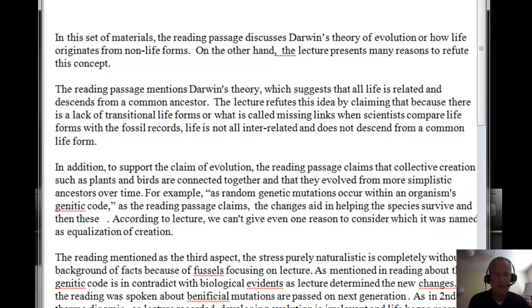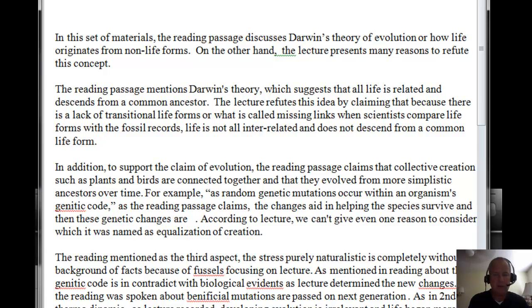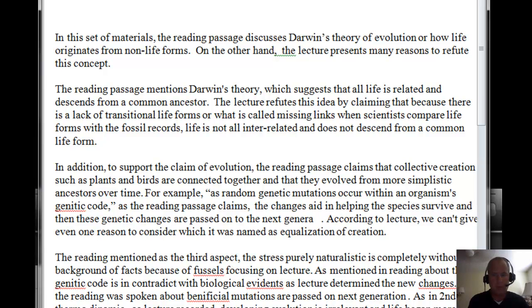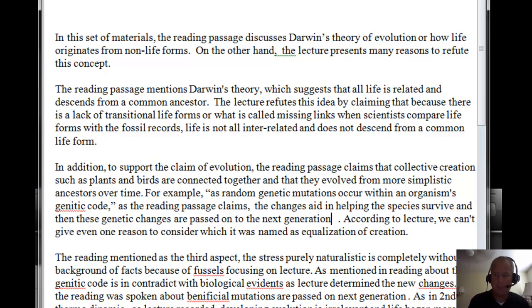And then these genetic changes are passed on to the next generation. Now again, you've brought up this idea, a really important idea here, and now you have to find a counterpoint that goes exactly to this, right? This is what you want. I think this is where you're kind of going off the cliff a little bit.